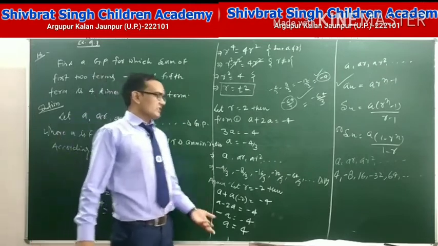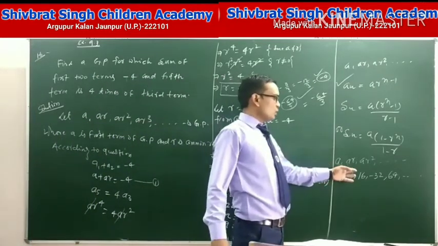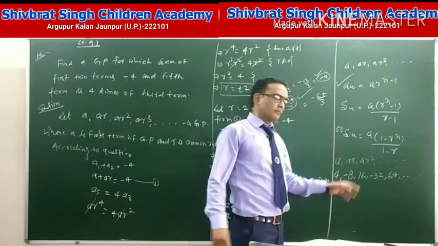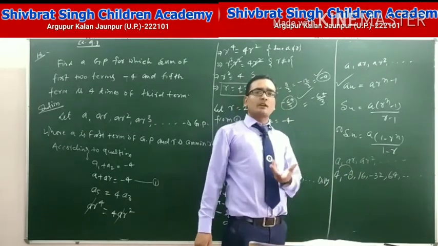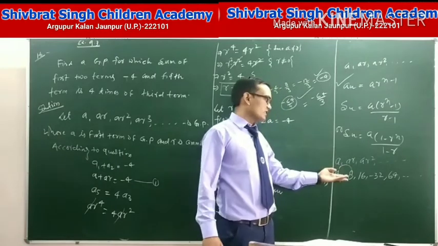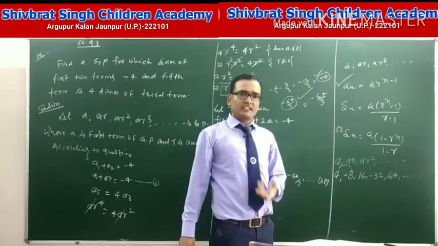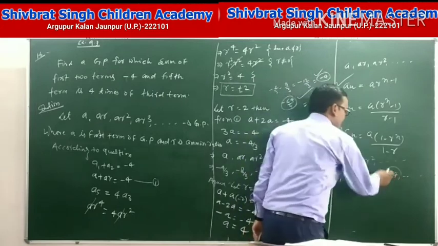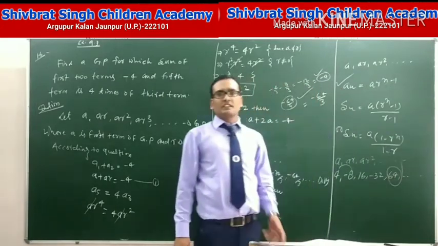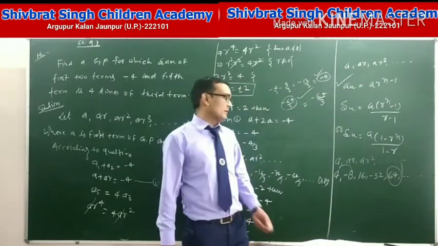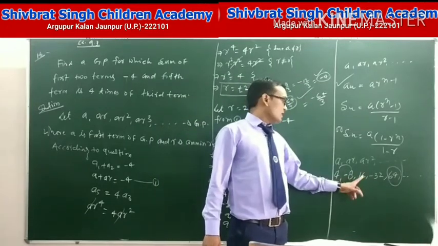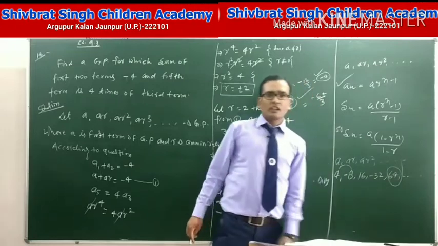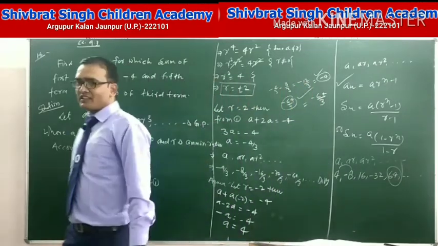Also check the second GP. The sum of the two terms, 4 and minus 8, gives the value of minus 4. The first condition is satisfied. The second condition: the fifth term of the GP is 64, and four times the third term of the GP, four times 16, is 64. Hence our answer is correct.